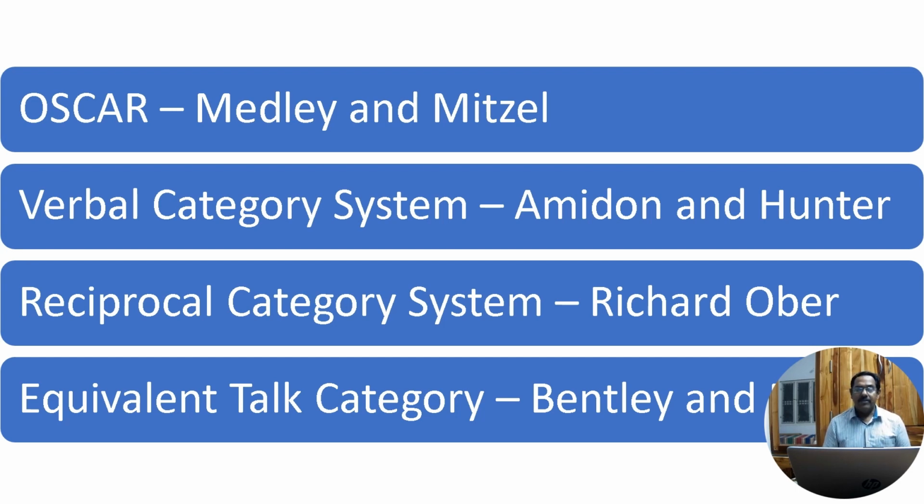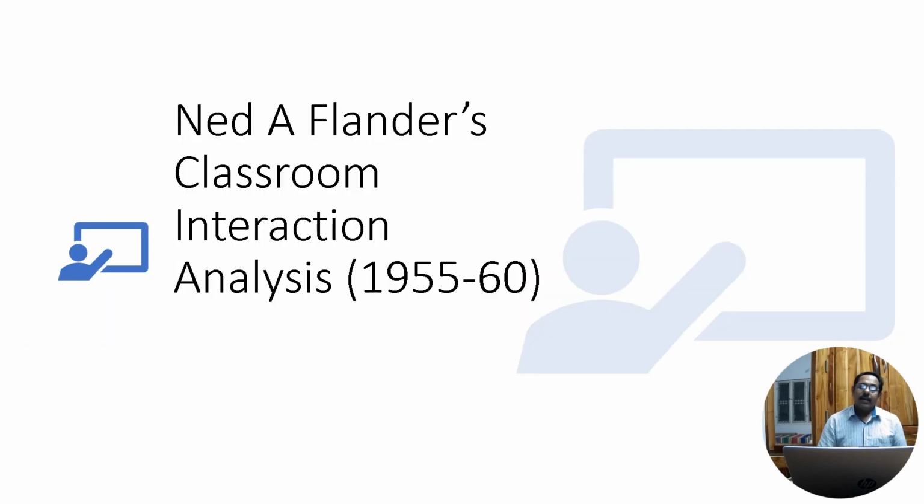The first one is OSCAR, observation schedule and recording, by Medley and Mitchell. Then the verbal category system by Amidon and Hunter. The third one is the reciprocal category system by Richard Ober. And the last one is the equal and talk category by Bentley and Miller. Out of the many analysis systems, Ned A. Flanders' classroom interaction analysis is widely used.